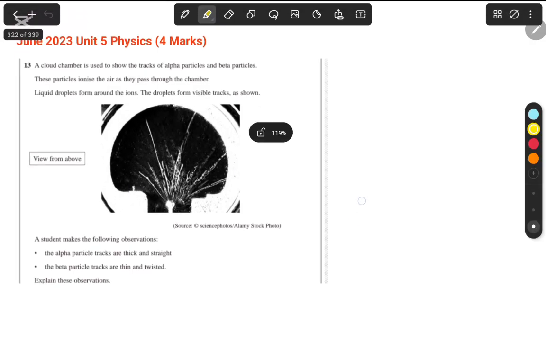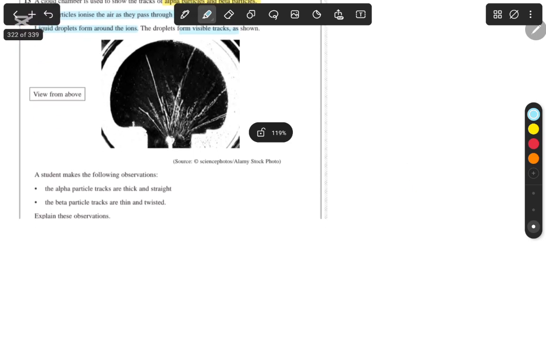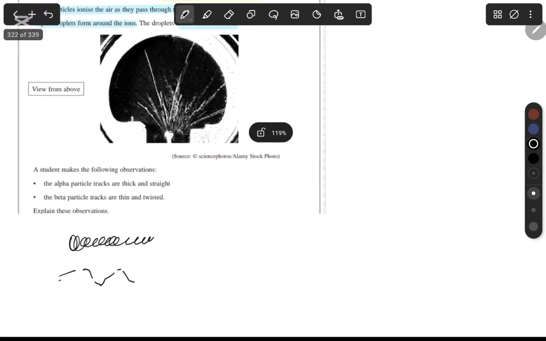Okay, next question is another very interesting question. This is about how a cloud chamber works. A cloud chamber is used to show the tracks of alpha and beta particles. Then it says these particles ionize the air as they pass through the chamber. Droplets form on the ions, and then we have visible tracks. It says the alpha particle tracks are much thicker and much straighter, whereas beta particle tracks are much thinner and much more twisted. So we have to explain these observations.